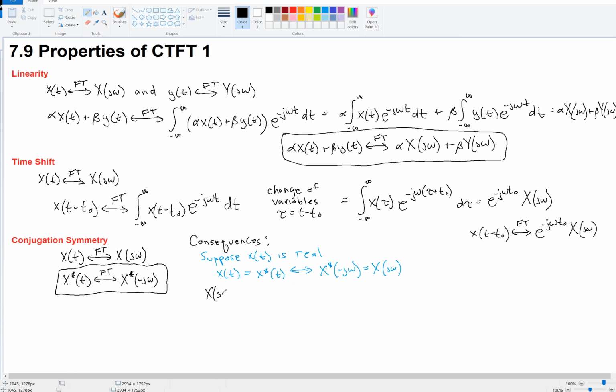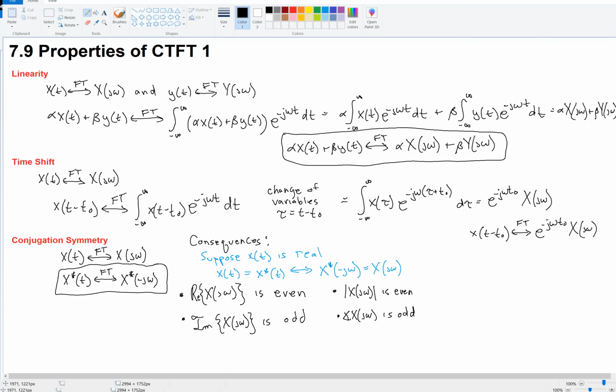So now the consequences of this: if you suppose x of t is real, then X of j omega, or let me back up, remember that the Fourier transform has a real part and an imaginary part, or a magnitude and a phase. The real part is even. The imaginary part is odd. The magnitude is even. We've already seen these actually in some examples prior to this video. And the phase is odd.